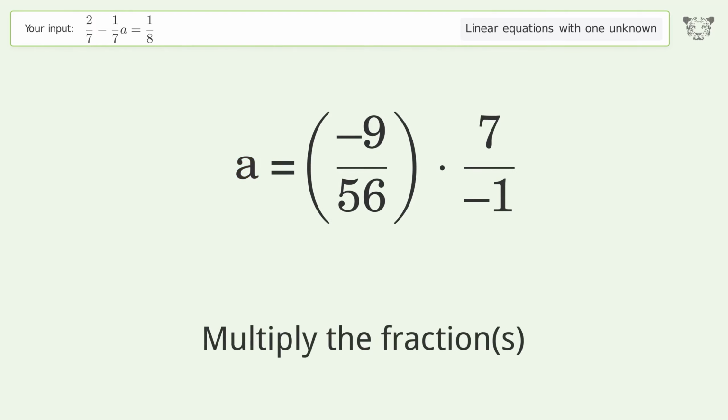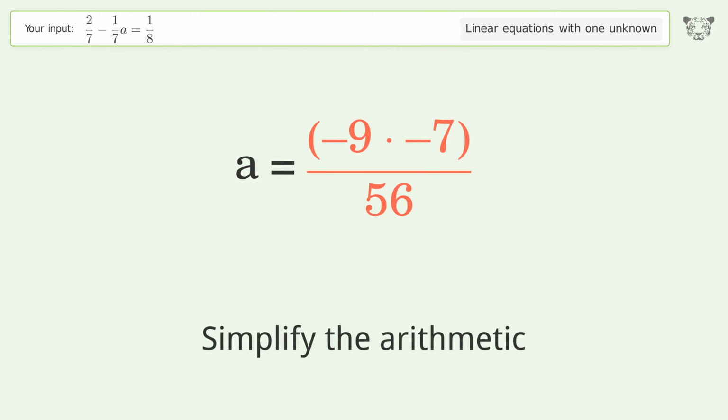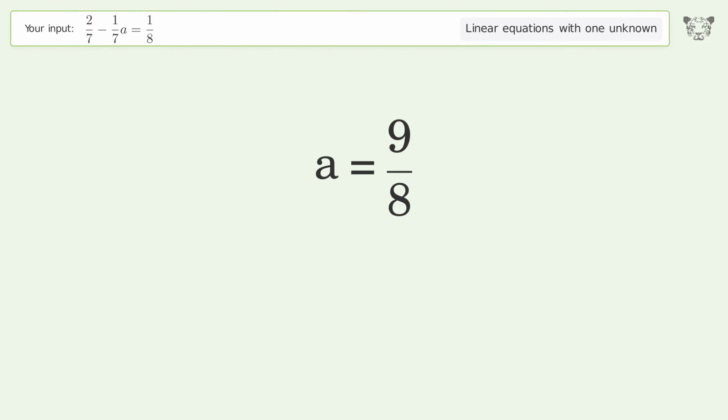Multiply the fractions. Simplify the arithmetic. And so the final result is a equals 9/8.